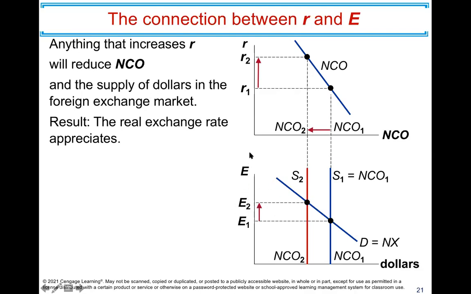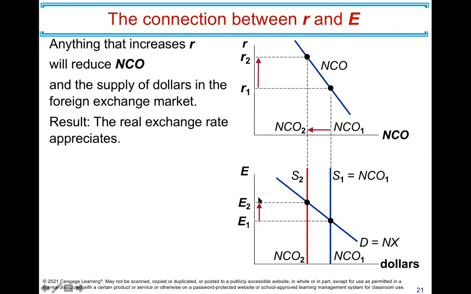And you can think about it this way. When the interest rate went up, the NCO went down because no one wants to buy foreign assets anymore. American assets are pretty attractive with this new interest rate. And as a result, the supply of dollars in the foreign exchange market decreased because we're now not willing to trade any dollars for German assets or Japanese assets, because American assets are pretty attractive. So that means there are fewer dollars floating around in the foreign exchange market. And as a result, the exchange rate goes up.